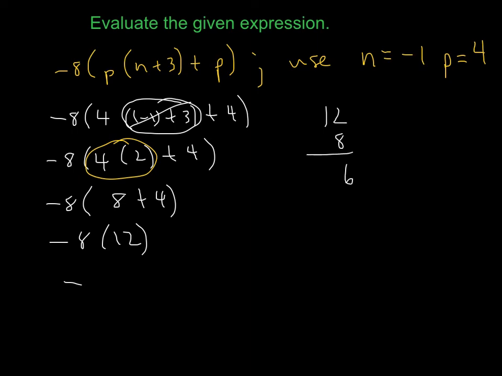8 times 2 is 16. Carry that 1 ever so gently. 8 times 1 is 8, plus this 1 is 9, so 96. So our final answer, negative 96.